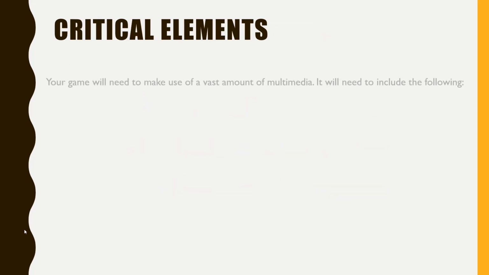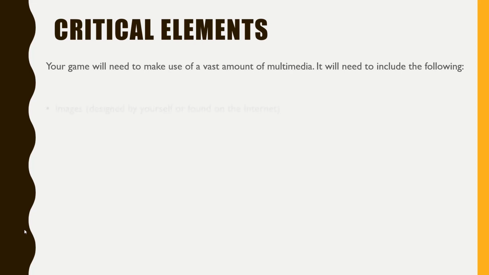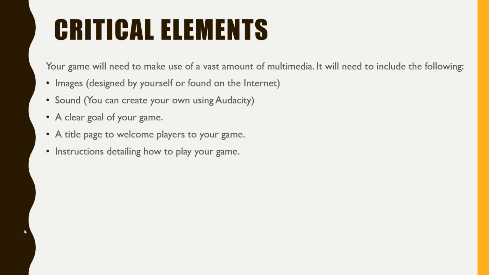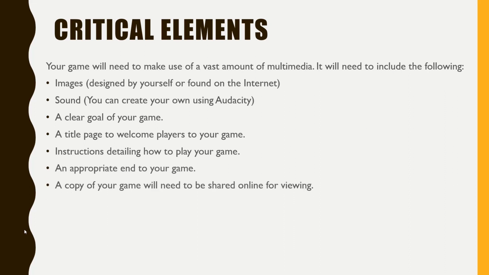Some critical elements that you need to think about while making a game. You need to make sure that it includes images, which can either be designed by yourself inside of Scratch or found on the internet, but they need to be copyright free. The sounds, again, you can find on the internet, or you can use Audacity to create them, or use the Scratch built-in ones. You also need a clear goal to your game, a title page welcoming players to your game, instructions detailing how to play your game, an appropriate ending to your game, and then a copy of your game needs to be shared online for viewing, and also for me to have a go so I can mark it.